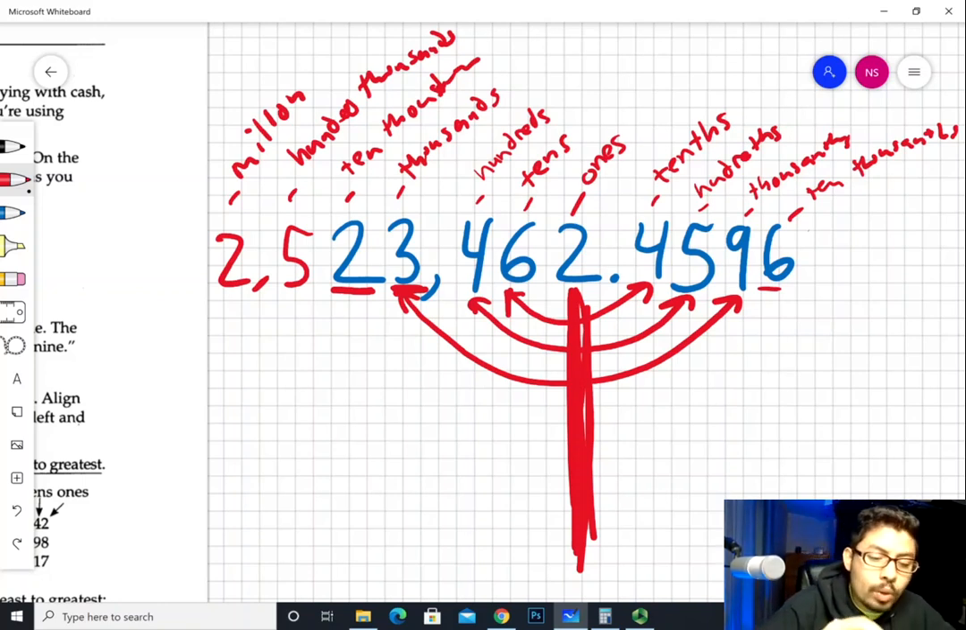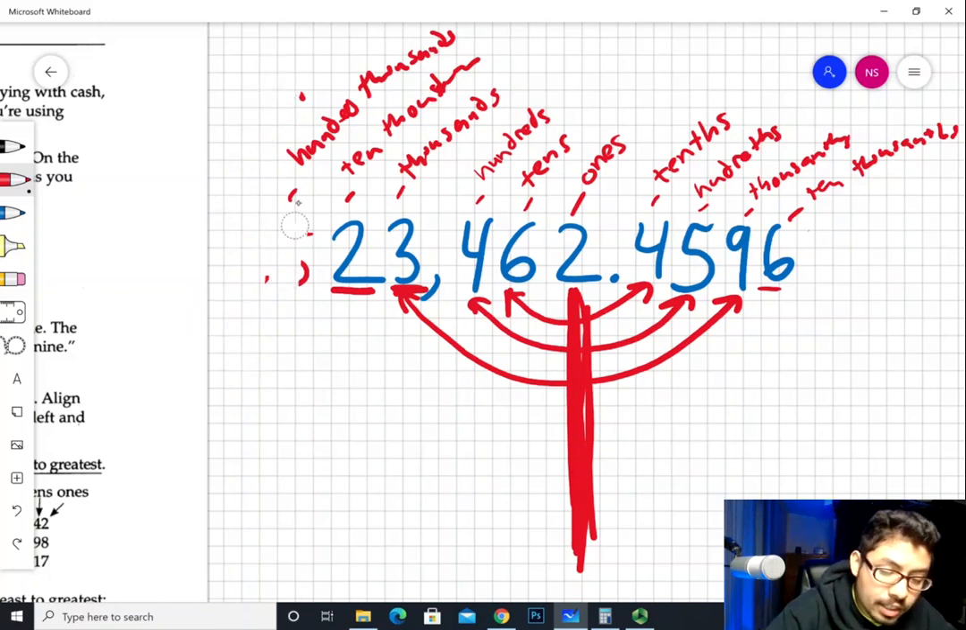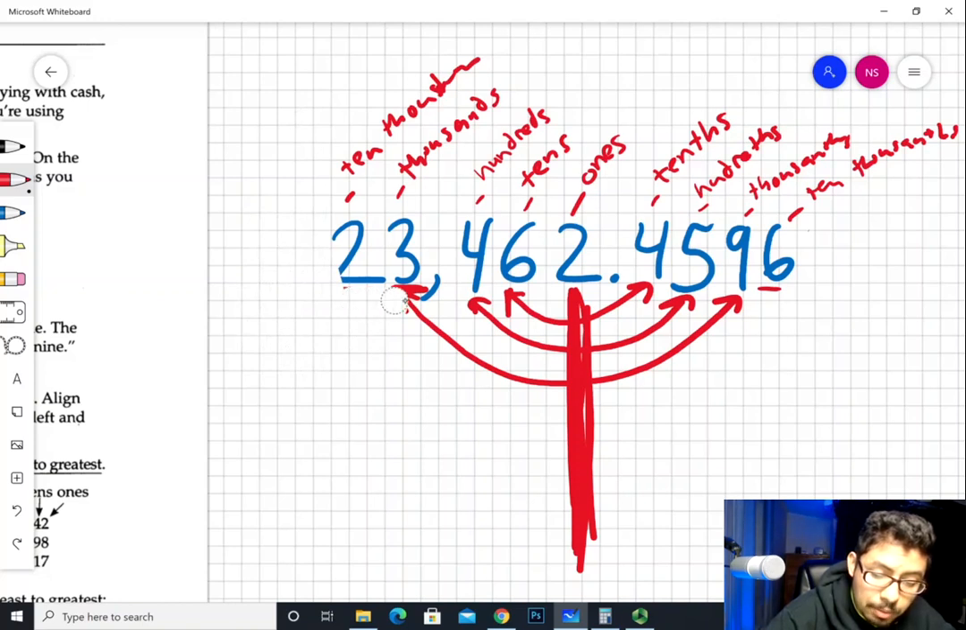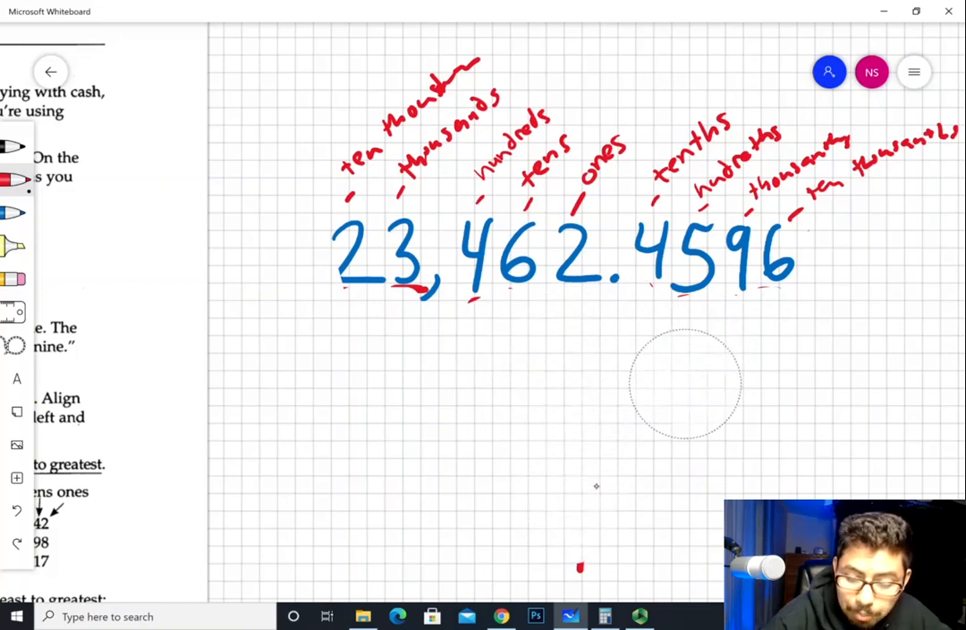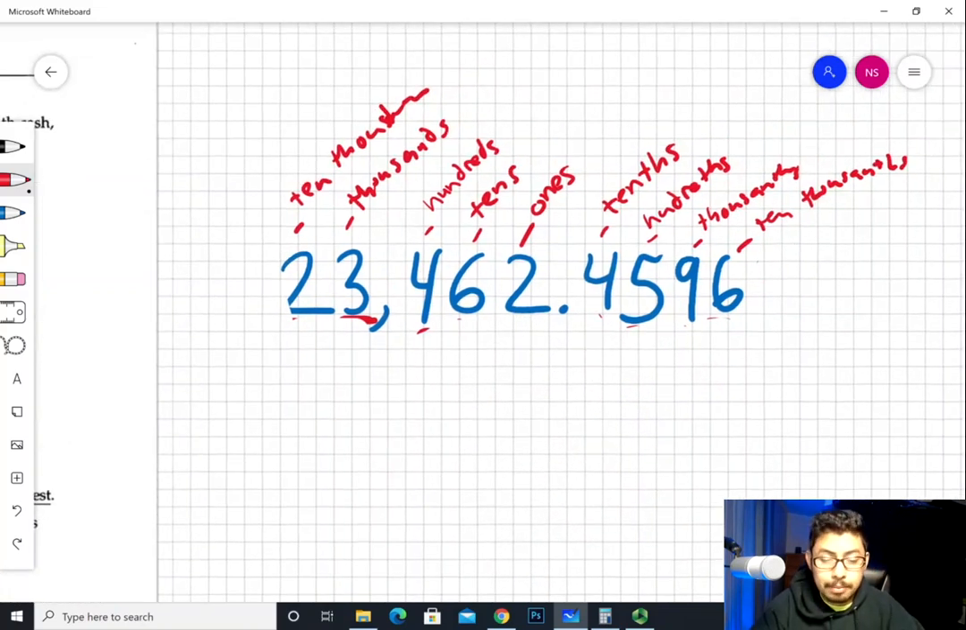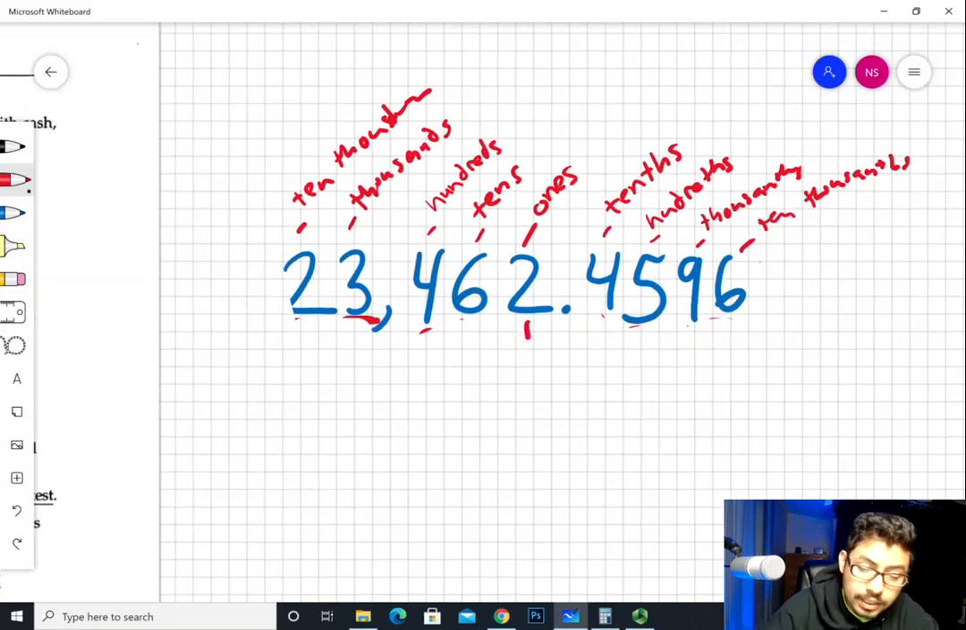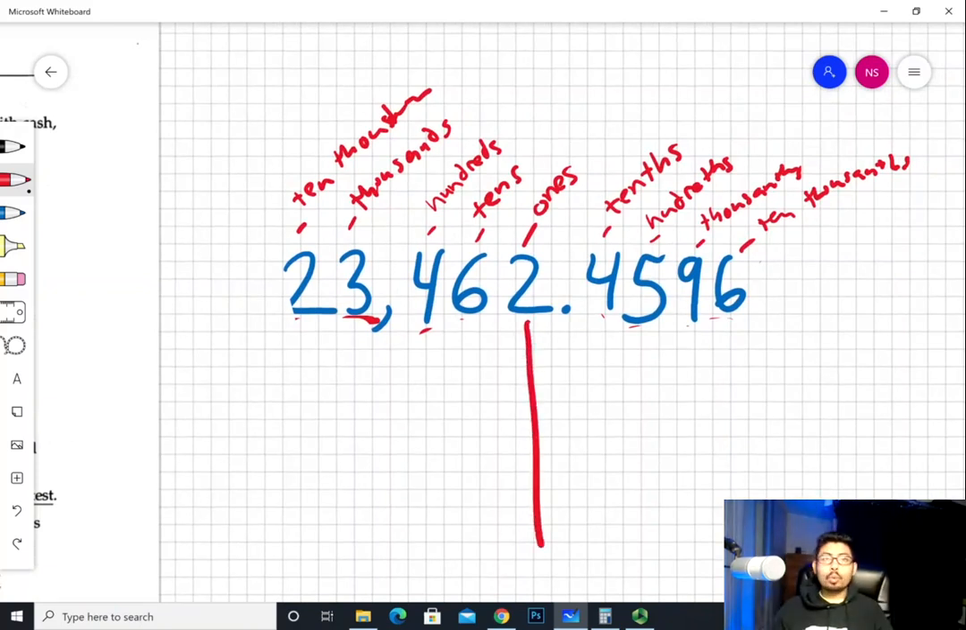But I don't want to give you guys too much to think about in this first example. We're just gonna stick with my example of the 23,462.4596. All right, you guys now know your place values. You guys should memorize this place value. Again, the ones is always your anchor point. There's only one spot for it, the ones. And then from then on, it goes tens, hundreds, thousands, 10,000s, 100,000s, millions. And then on the opposite side, the decimal side, it's the same thing, just with TH.